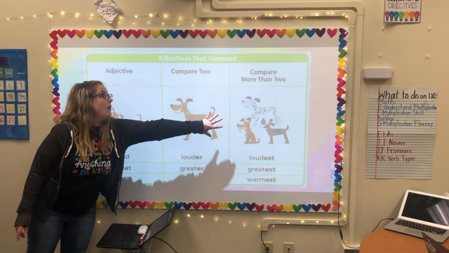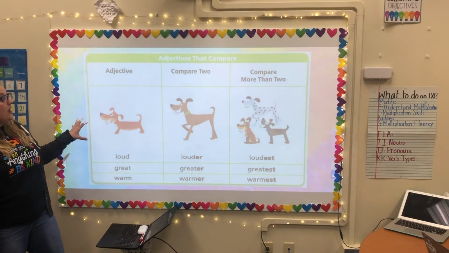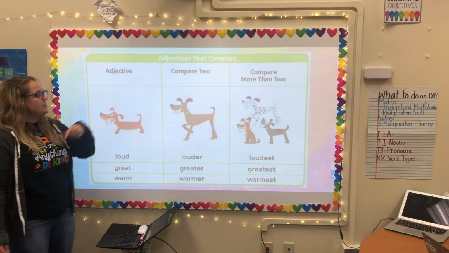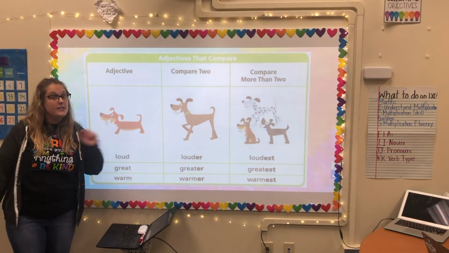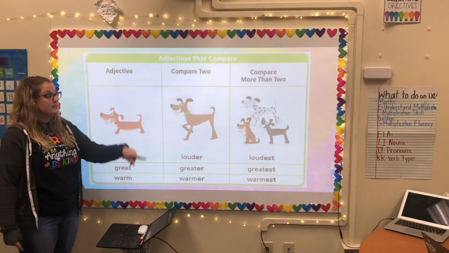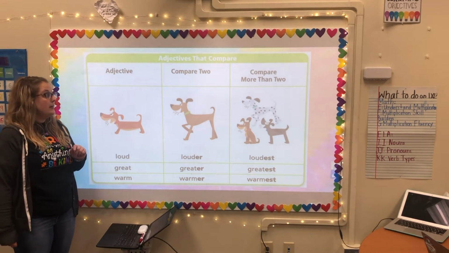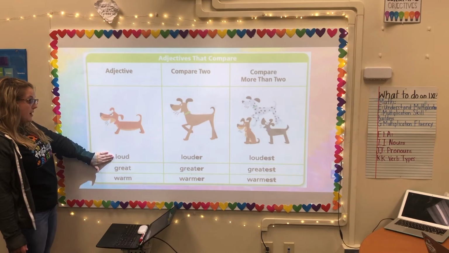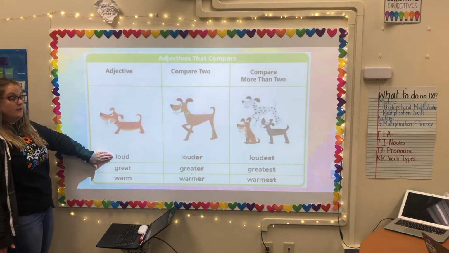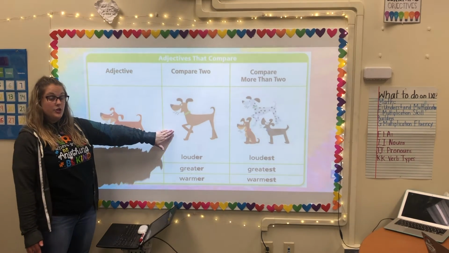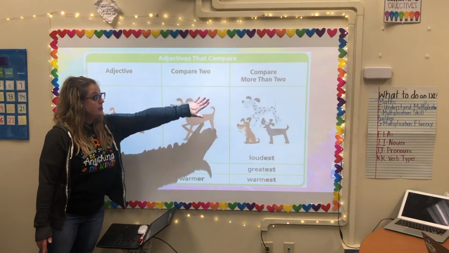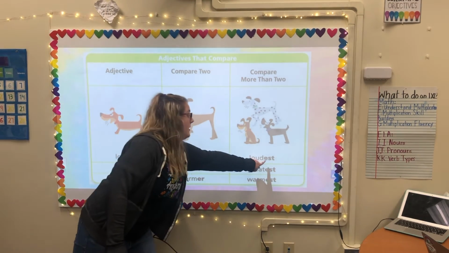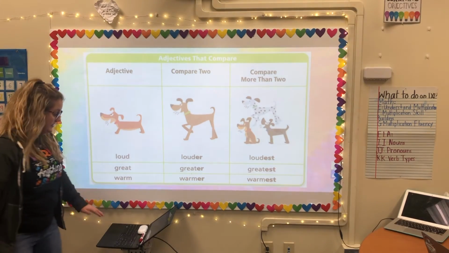Now, we're comparing more than 2. Now we're looking at all of these dogs. And let's say the Dalmatian. That Dalmatian is the loudest dog, that Dalmatian is the greatest dog, and that Dalmatian is the warmest dog. So again, if there's just one, you just use your regular adjective. If there's 2 and you're comparing, you add ER to the end. And if there's 3 and you're comparing, you add EST to the end.